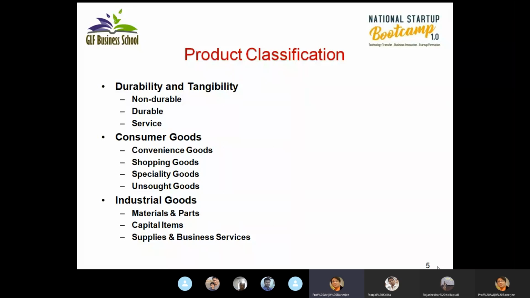Consumer goods can be segregated into different categories like convenience goods, shopping goods, specialty goods, unsought goods. Again, industrial goods are materials and parts, capital items, supplies, and business services.